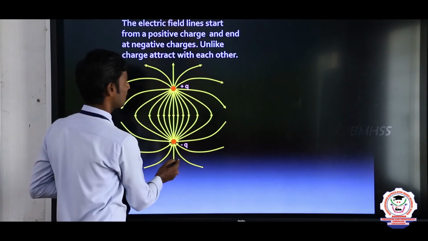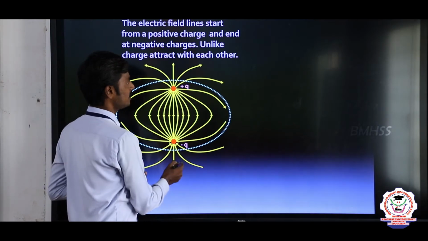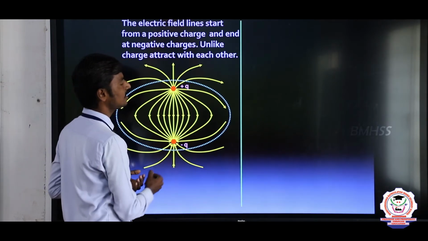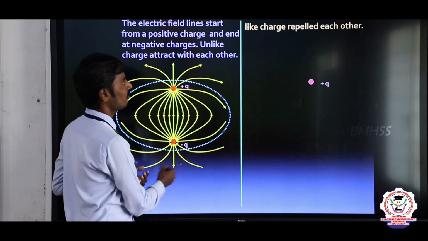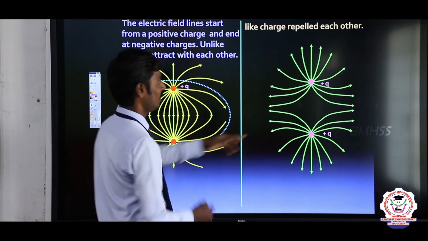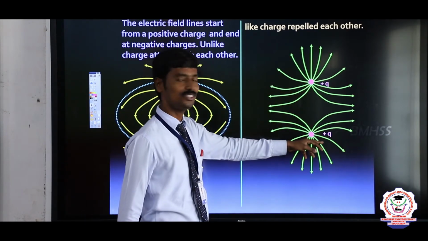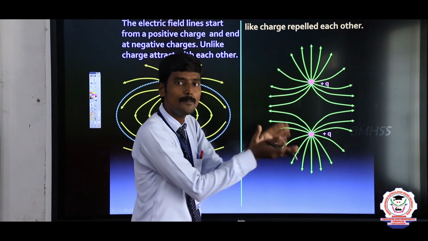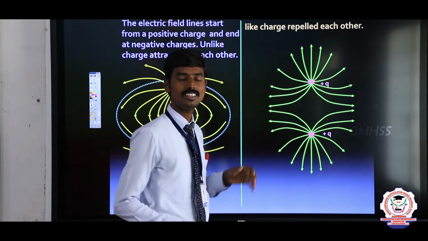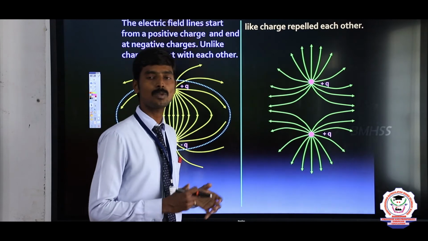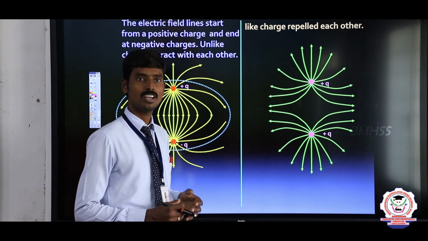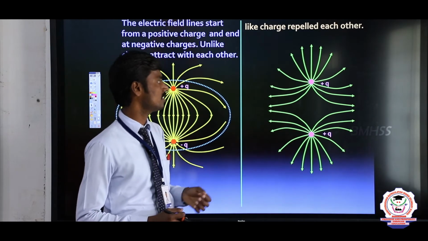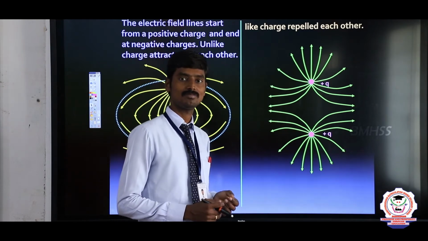The next one is like charges. We know the concept: like charges, what happens? Positive charges repel each other. This is the basic property of electric lines, and also these electric lines of forces never intersect.